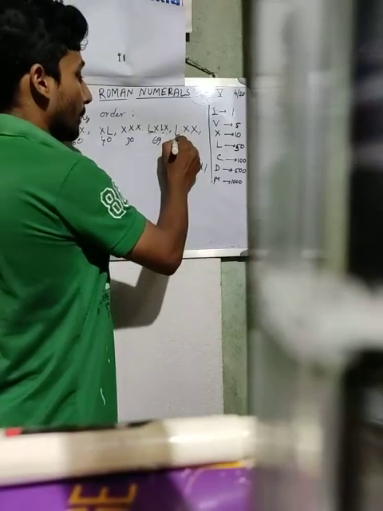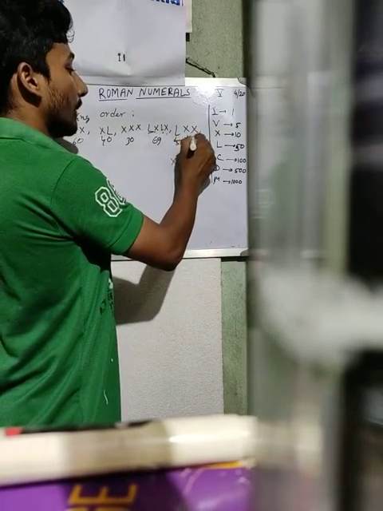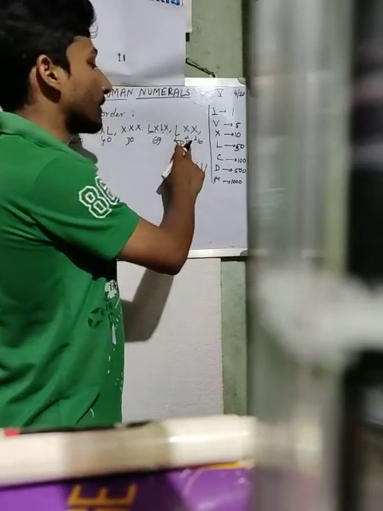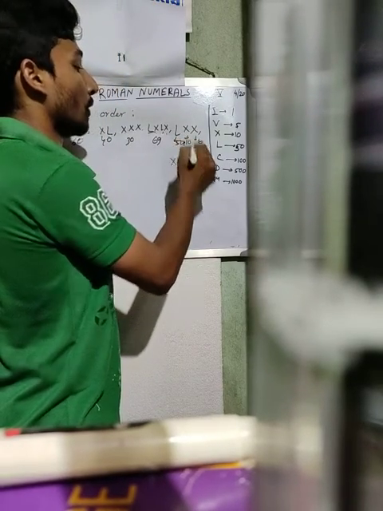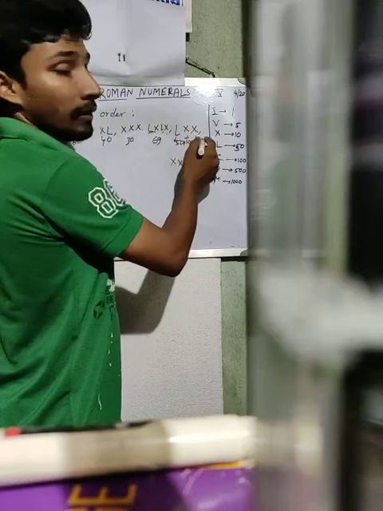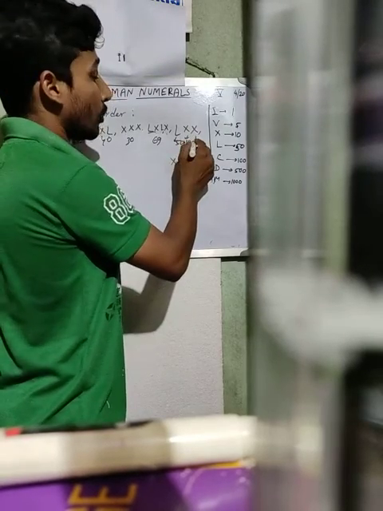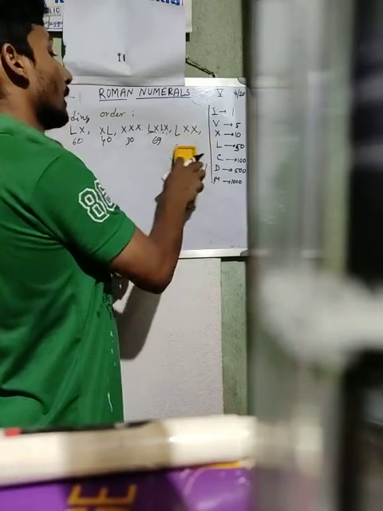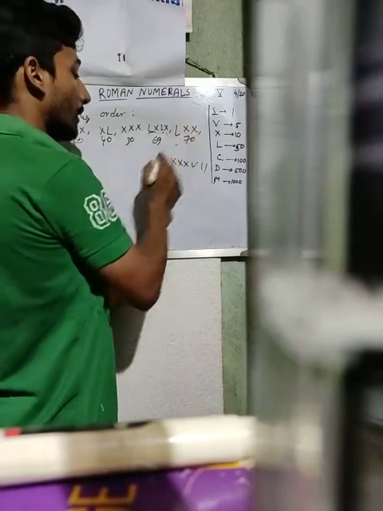Now LXX. L means 50, X means 10, again X means 10. The smaller one is placed at the right side, so by rule number 2 it will be added. 10, 10: the numbers are repeated, so they will also be added. That means 70. Clear? So LXX means 70.